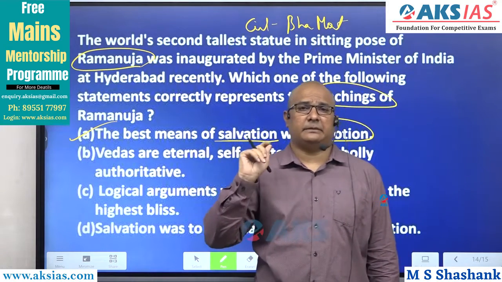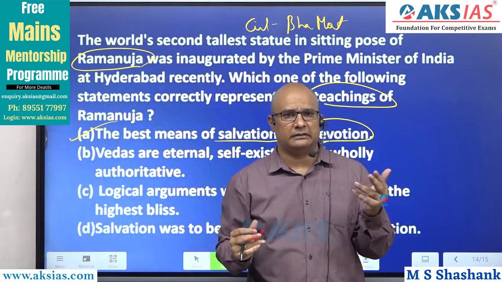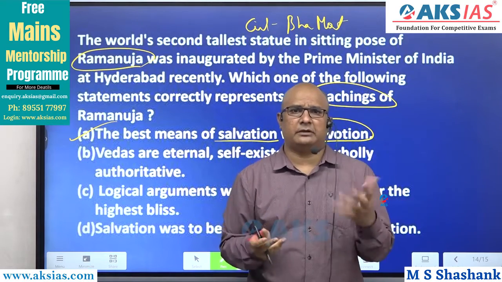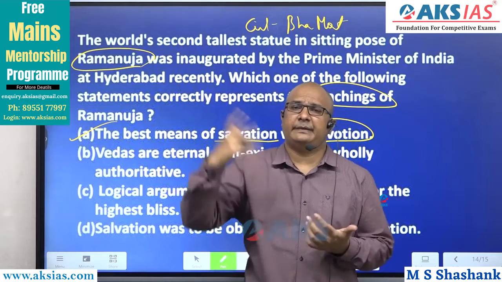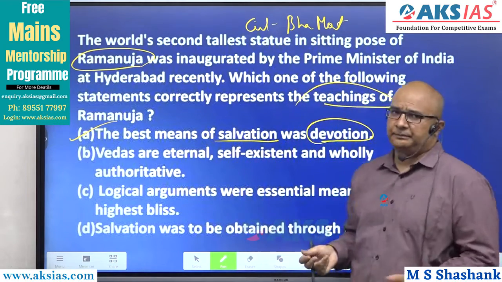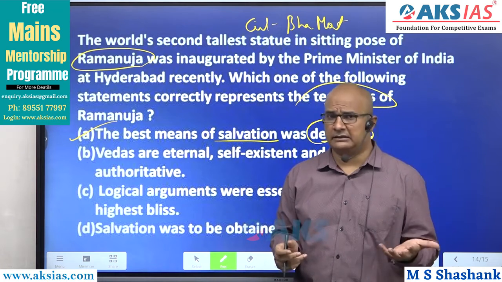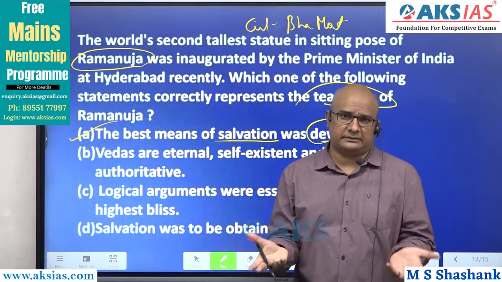Shankaracharya believed that the best way for salvation is knowledge, Jnana Marga. Like you must have accurate knowledge and then you can experience the God and have salvation. But whereas Ramanuja didn't choose Jnana Marga, he chose Bhakti Marga or devotional path.